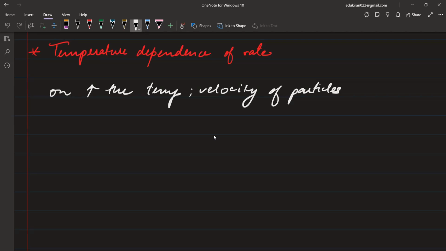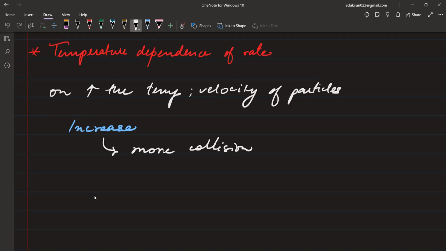The velocity of particles is going to increase, right? Someone said decrease. Why decrease? If you increase the temperature of anything, then it will run faster, right? It will get the kinetic energy from that heat. Now, if the velocity of particles is going to increase, that means I can infer that more collisions can happen. Correct? Yes or no?